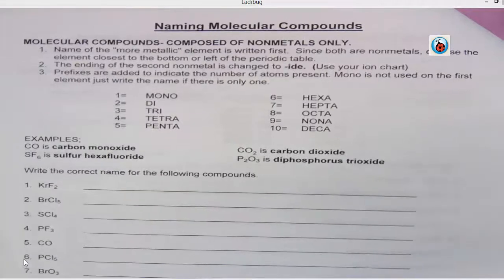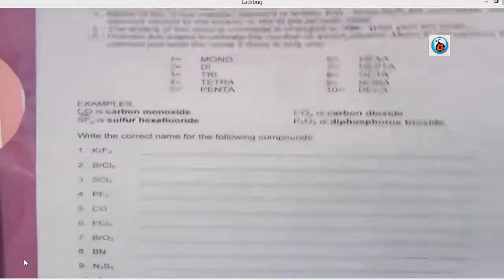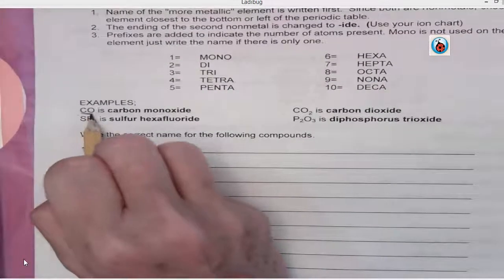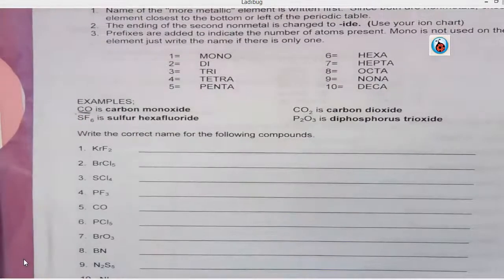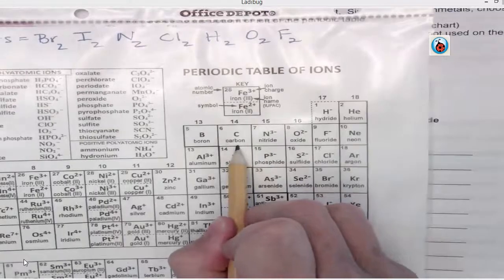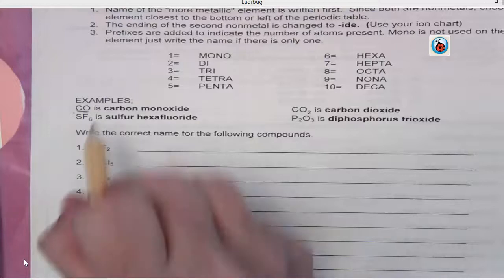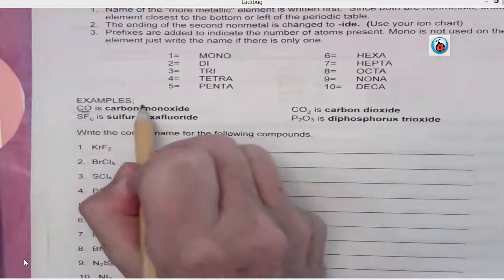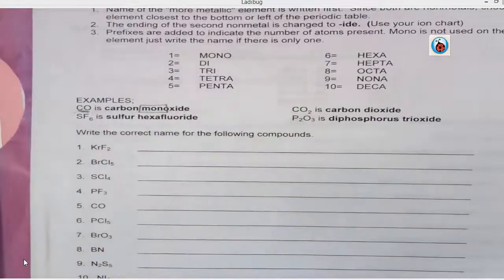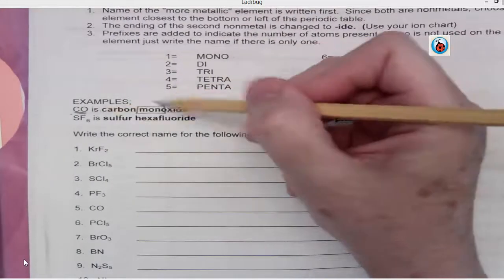Okay, so let's look at some examples. I've got CO. So I've got one carbon and one oxygen. Okay, so carbon stays as is, just plain carbon. Okay, and who's he with? He's with oxygen. So it's carbon oxide, but how many oxygen do we have? We only have one, so that second element gets the mono, okay? First element never gets mono, only second element.